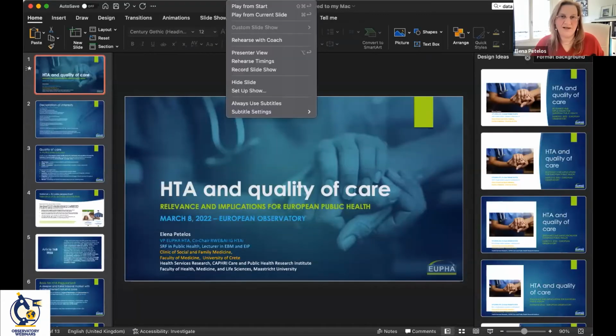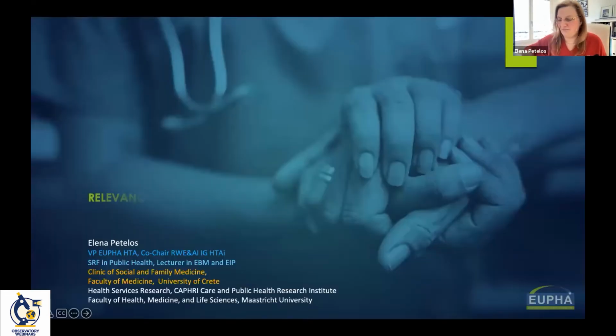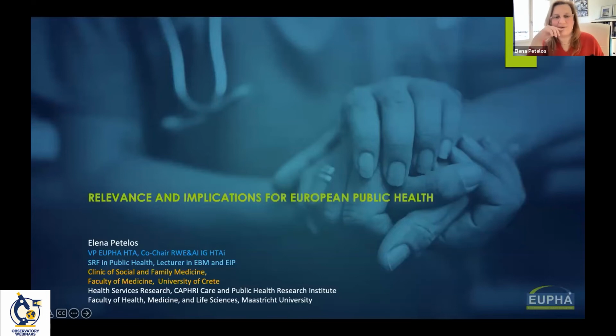Now, I think the focus for me will be European versus international. We have good things in Europe. One of them is we have probably some of the best developed systems for HTA.